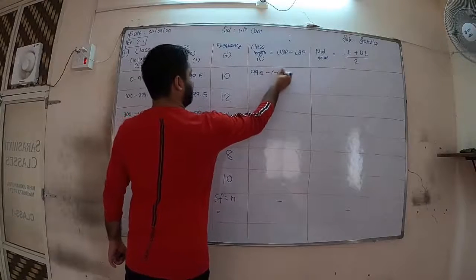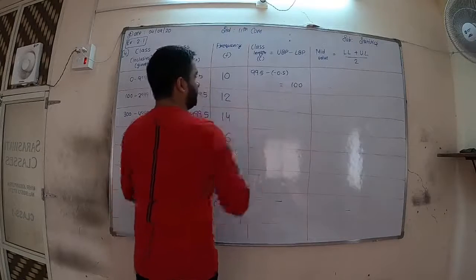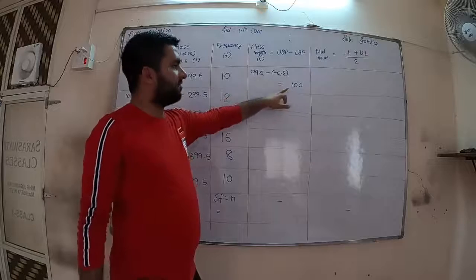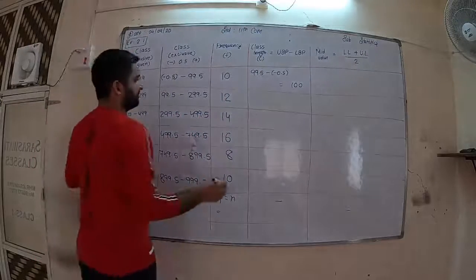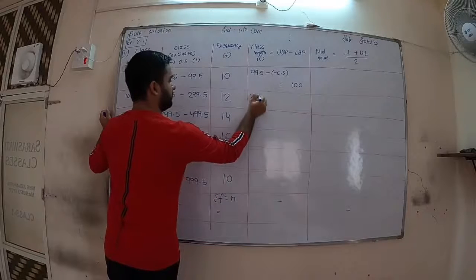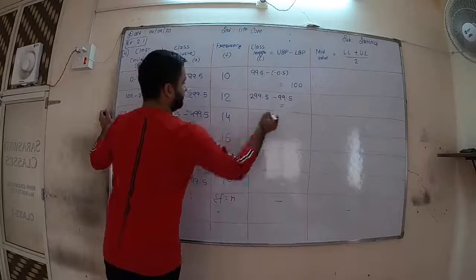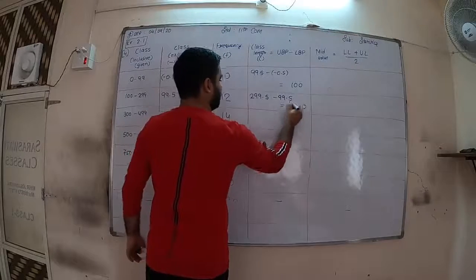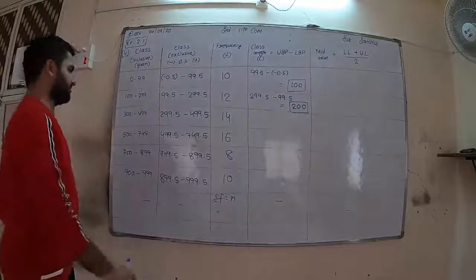99.5 minus minus 0.5, so it will be 100. Why 100? 99.5 minus minus plus 0.5, so the class length of the first class is 100. Then 299.5 minus 99.5 is 200. Answer should be kept in the box.